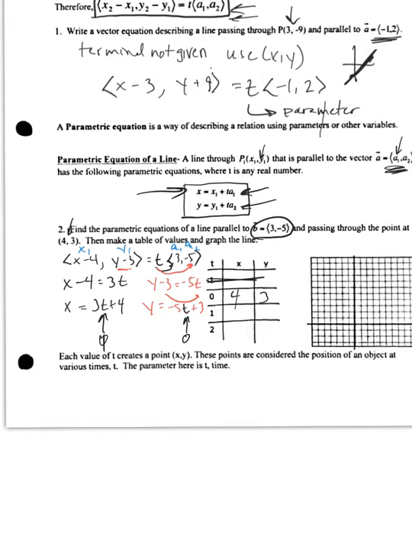Let's plug in a 1. A little bit of arithmetic now. So 3 plus 4, that'll give 7. And negative 5 plus 3, that'll give you negative 2. So now what we're going to do is graph this.